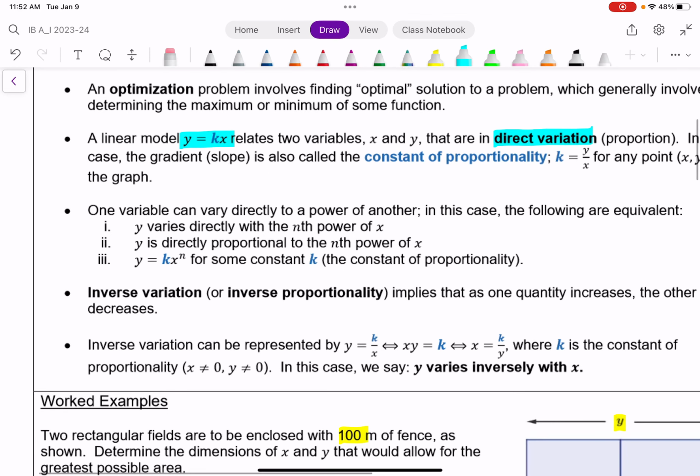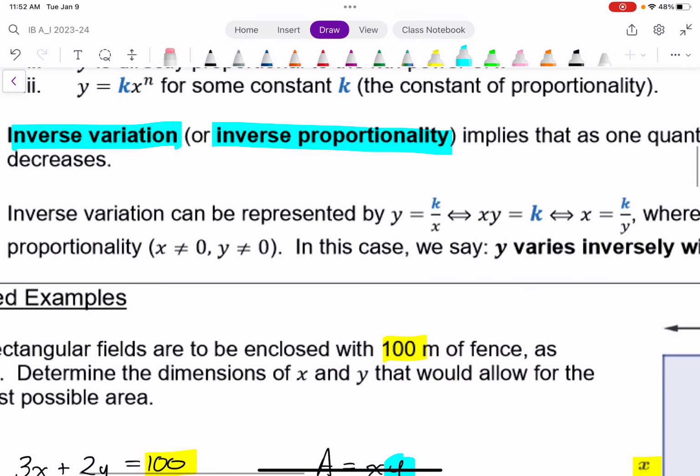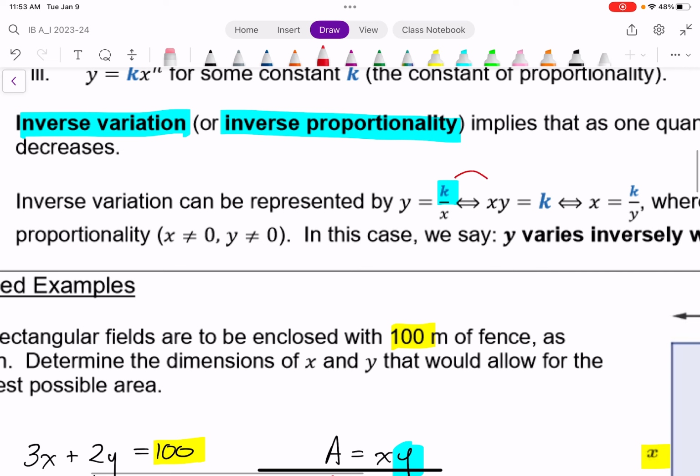A little bit trickier is what I want to focus on is inverse proportionality or inverse variation, which is similar, but it's where of my two variables, it's not the constant being multiplied by x, it's the constant being divided by x. And in fact, all three of these are equivalent. Just for example, if you want to look at any of these forms, for example, to go from here to here, just multiply both sides by x, and then you get this, and here divide both sides by y, and you get this.